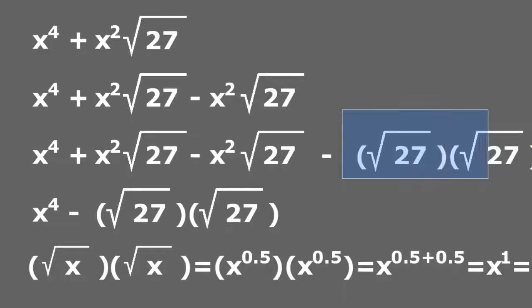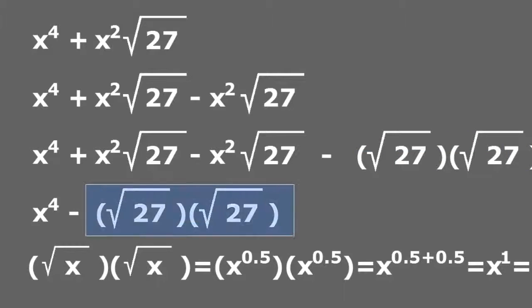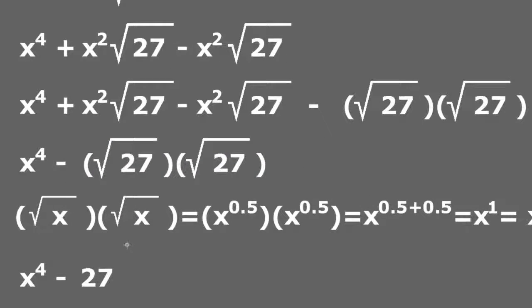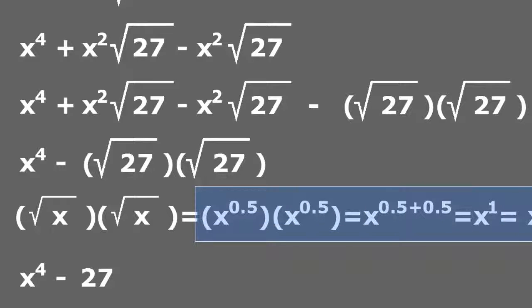And the square root of 27 multiplied by the square root of 27 just equals 27. This operation is the square root of 27 squared. I have explained in previous examples why that happens. If I have the square root of any number multiplied again by the square root of that number, the result is simply that number.